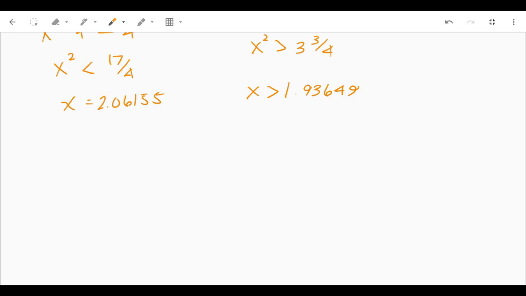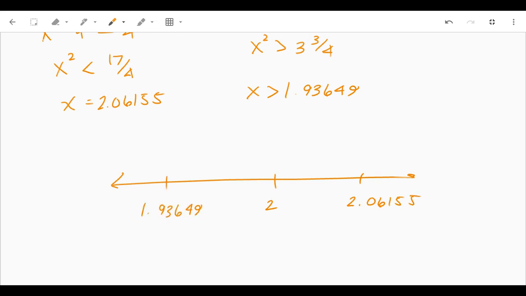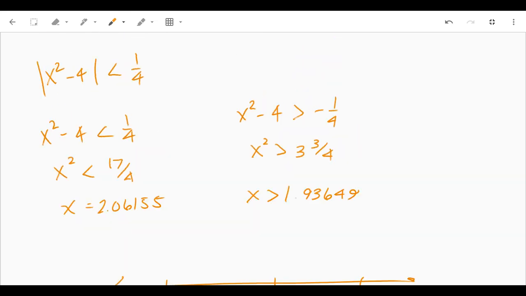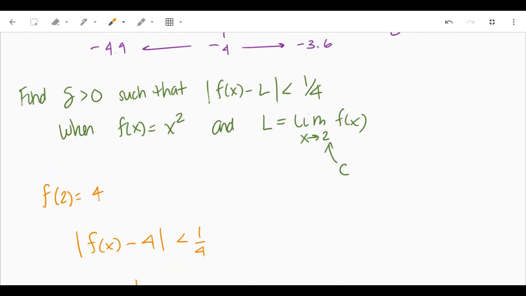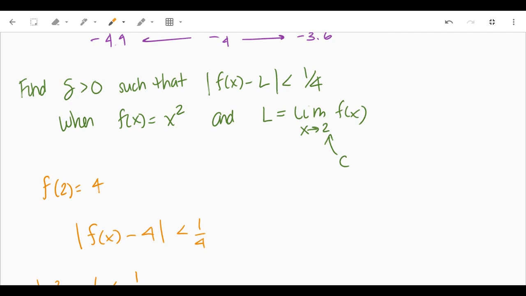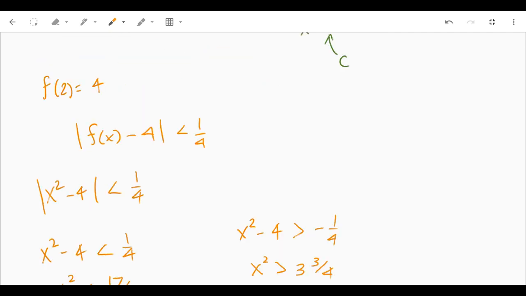Okay, so let's think about that interval again. I like to draw it almost like a confidence interval, or maybe a number line. We know that we're centered at 2. We're going to go up to 2.06155, down to 1.93649. And any x values between those two numbers, when I square them, will land somewhere between 4 1/4 and 3 3/4, which is the tolerance that's given to us.